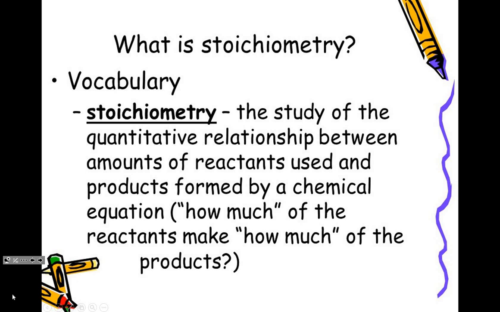So how much of a reactant makes how much of a product? That's basically what you need to know stoichiometry means. The easy version. You okay to move on? How much reactant makes how much product?